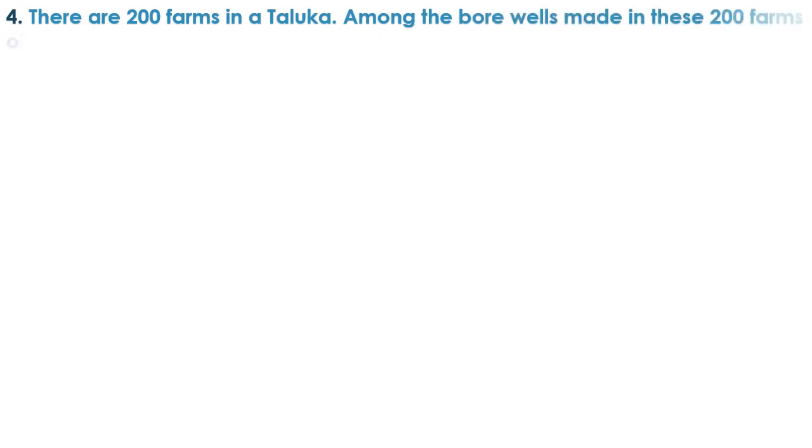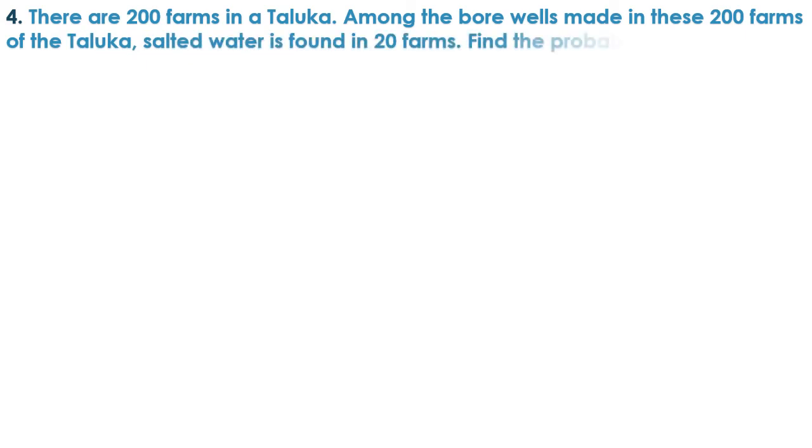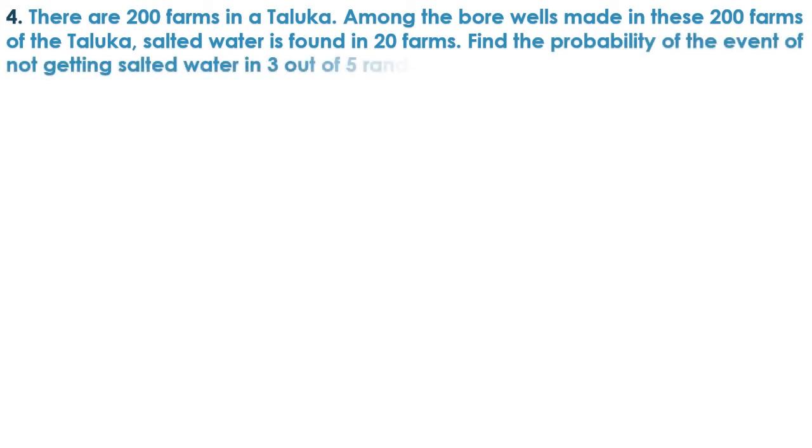Okay, let's move forward. Question number 4. There are 200 farms in a taluka. Among the bore wells made in these 200 farms of the taluka, salted water is found in 20 farms. Now this data is given as our probabilities directly, that out of 200 farms, 20 farms are found with the salted water. That means our standard success and failure probability we have to calculate from that. Find the probability of event of not getting salted water.